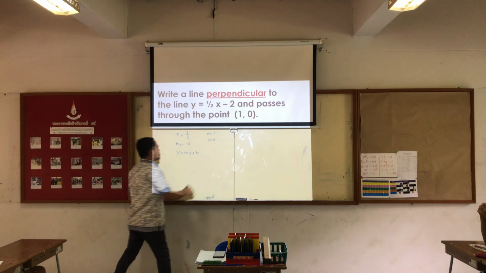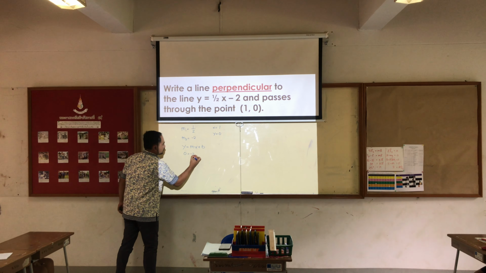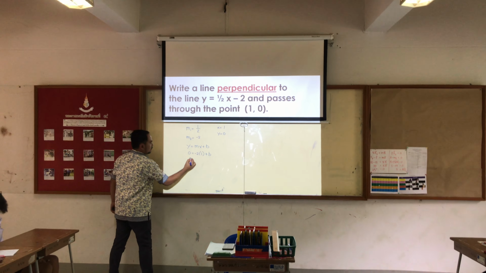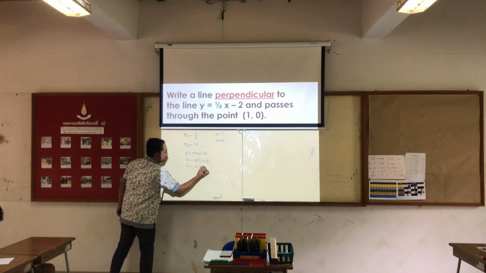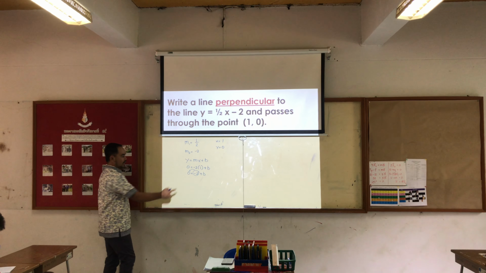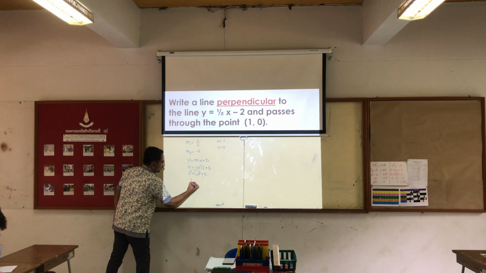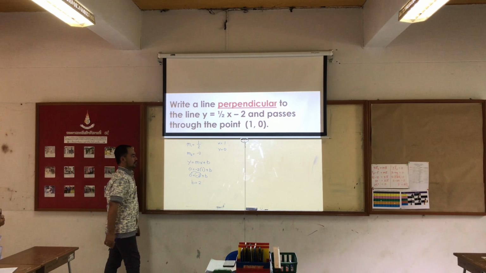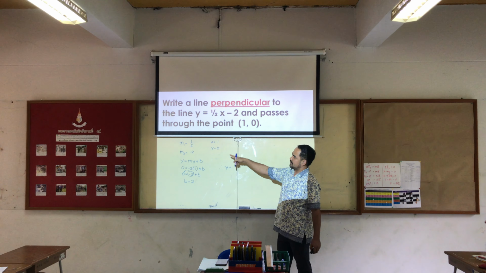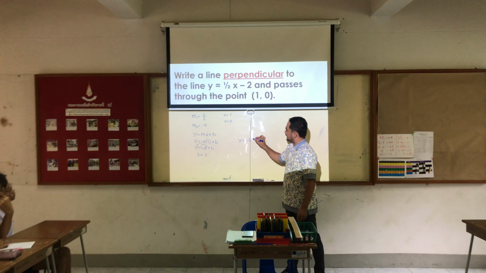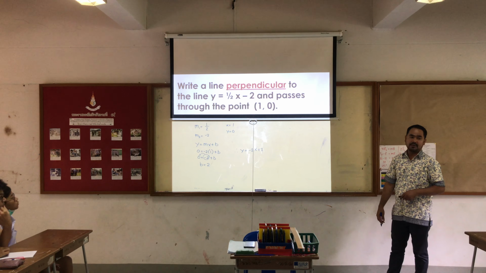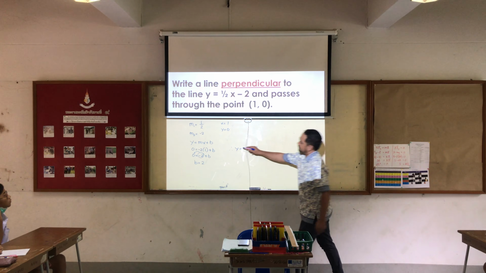Y is 0. How about m? Negative 2. How about the x? 1 plus b. And then multiply. So negative 2 plus b. And then this one, we're going to move to the other side. So negative, moved to the other side, positive. So b is equal to 2. Now therefore, our y is equal to, how much is our m2? Negative 2x plus 2. So that is how we're going to solve perpendicular to make another equation.